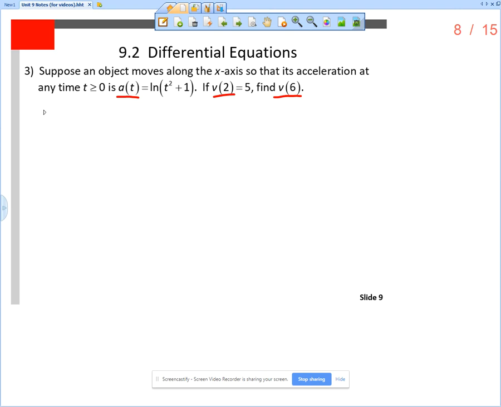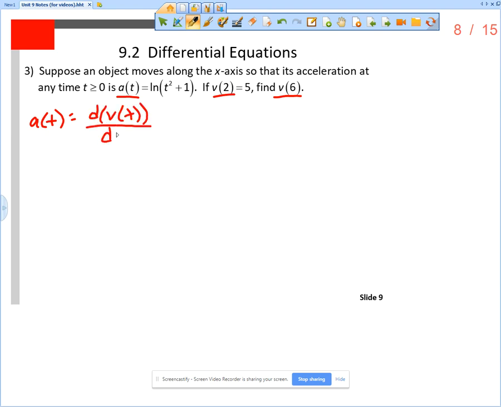So first thing to remember, a of t is actually the derivative of velocity, right? So first thing is notational. a of t is dv of t dt, right? So now, that is the natural log of t squared plus 1. All right, so now I want to solve for v, so I'm going to multiply by dt. So dv of t equals the natural log of t squared plus 1 dt.